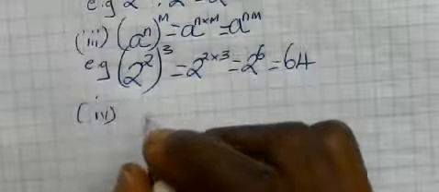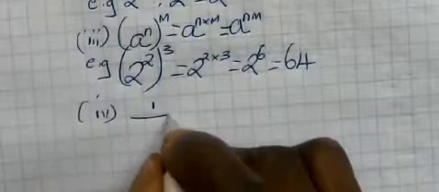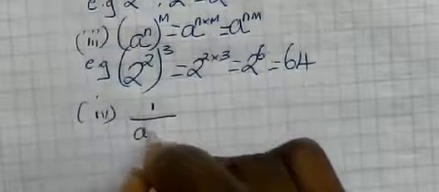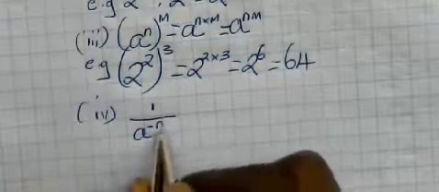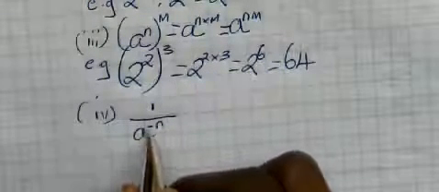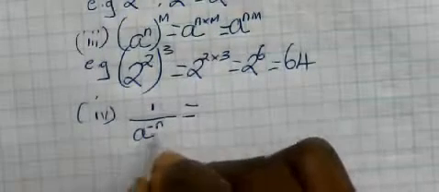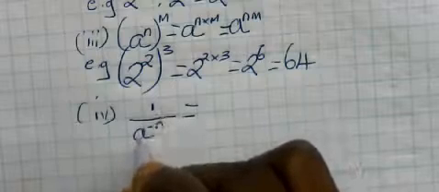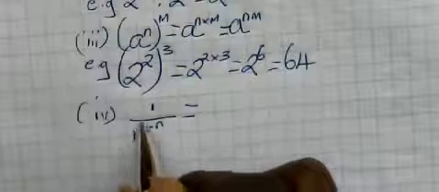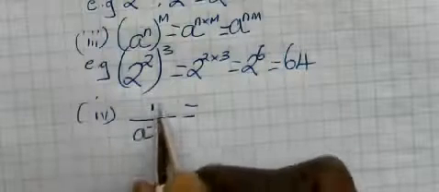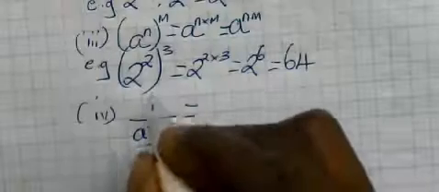Now another rule of indices, the number 4. If you take 1, you divide by a to power negative n. A can be any number, n can be any number, but now it is negative. It is the same as you find the reciprocal of 1 over a to power negative n. You just swap them. This one becomes the denominator and this one becomes the numerator.